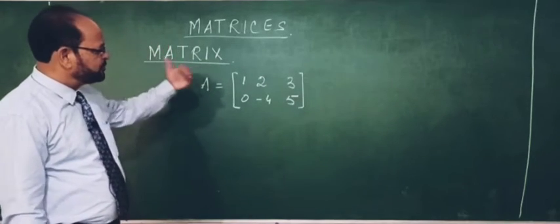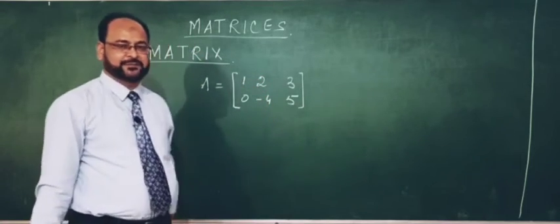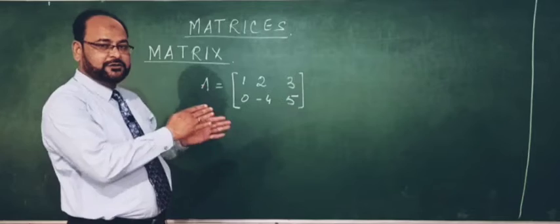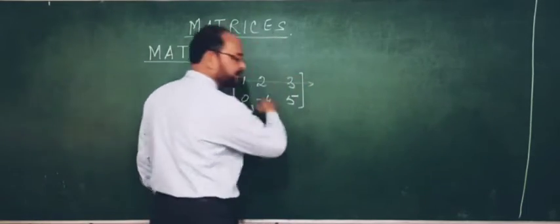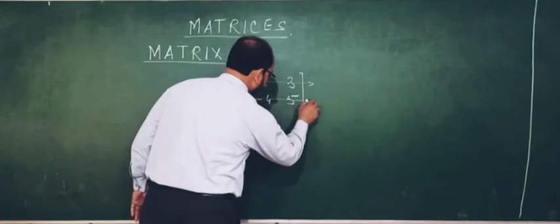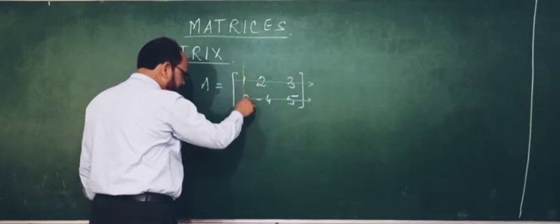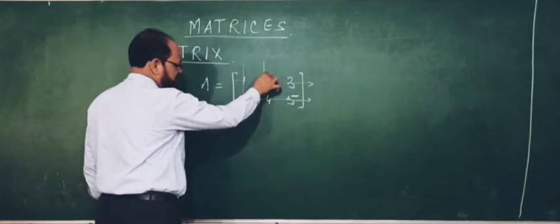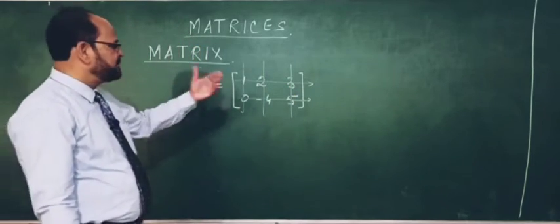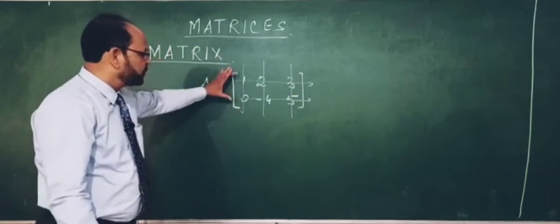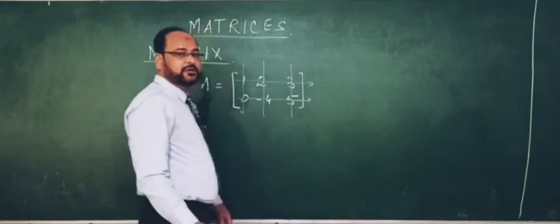Now first of all, you should know what is row and what is column. When we move horizontally, then it is called row. So this is a row, this is also a row, and when we move up and down, that is column. This is a column, this is a column, this is a column. So in this matrix, there are 2 rows and 3 columns, and that is called the order of a matrix.